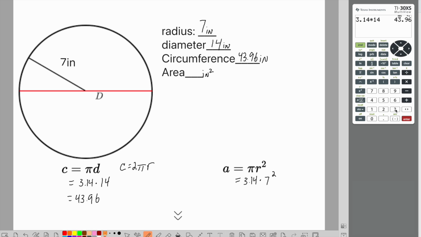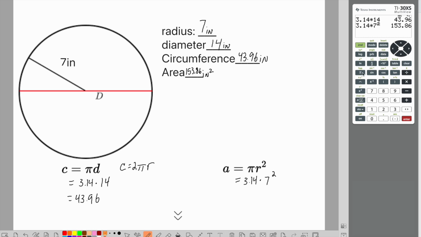But we're going to use the calculator. So 3.14 times 7, and then here's the little squared button, this x2 right here. You can see the little 2 that popped up. Go ahead and hit enter, and we get 153.86. So 153.86 inches squared.